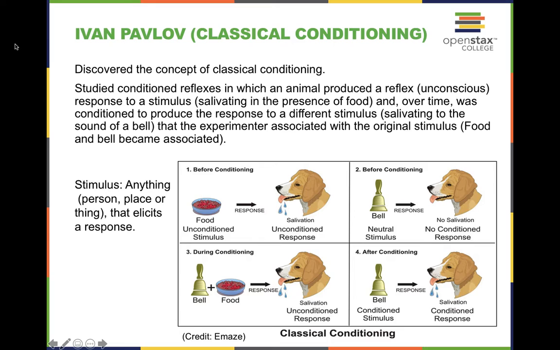All I really want you to take away from this particular slide today is that a stimulus equals anything, person, place, or thing that elicits a response. So that is like food, water, candy, whatever the case. Any person, place, or thing that elicits a response in you. As well, classical conditioning, thanks to Ivan Pavlov, is the understanding that we learn from association to anticipate events.